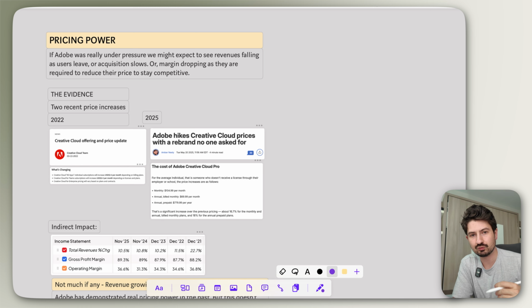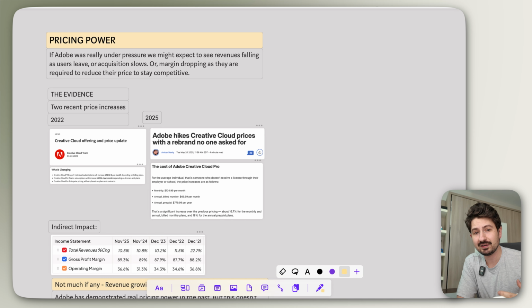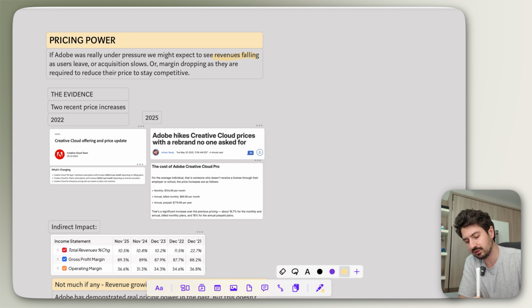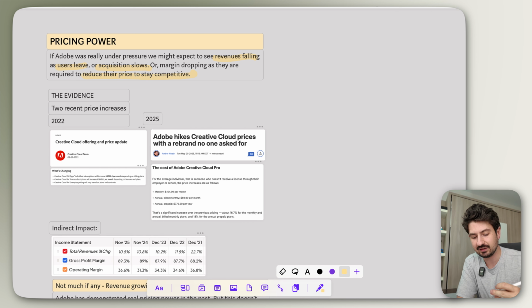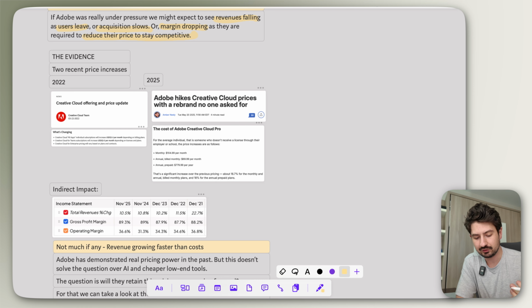If Adobe was really under pressure from competitors and from AI, and they decided to increase their price, we would expect to see revenues falling, users leaving, or acquisition rates slowing down. Or they would need to reduce their price in order to stay competitive, and therefore the margin might drop as well as the revenue.